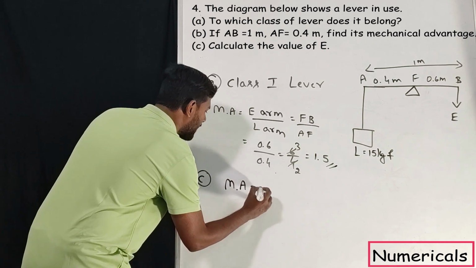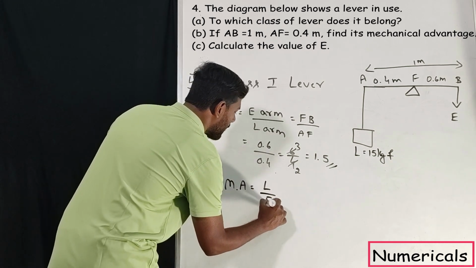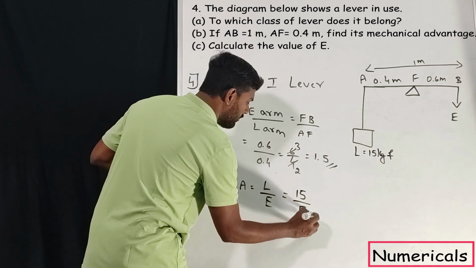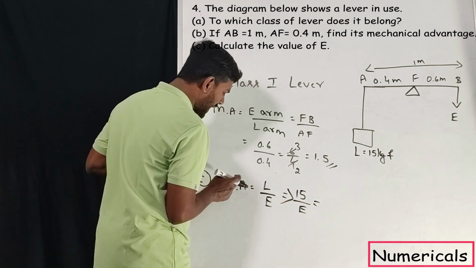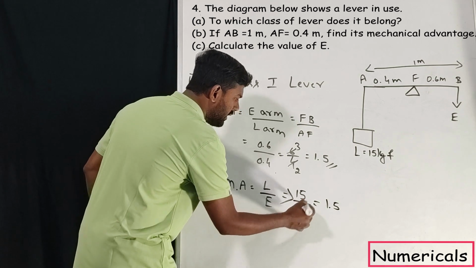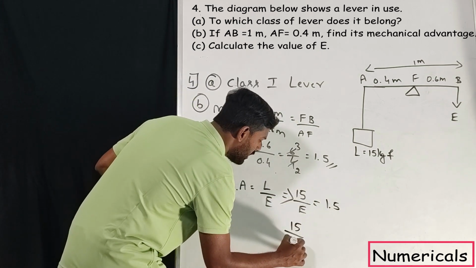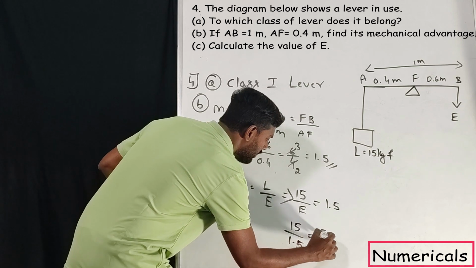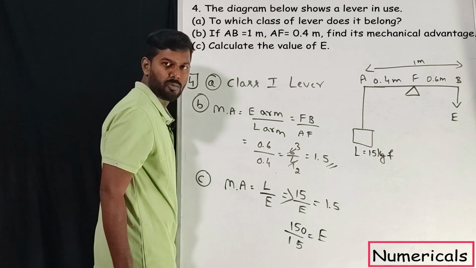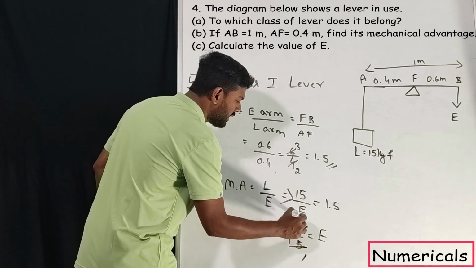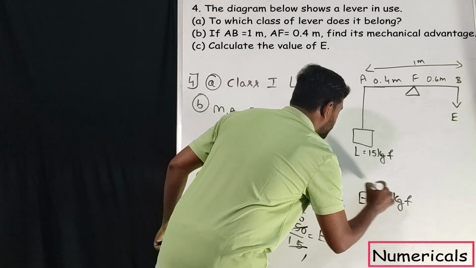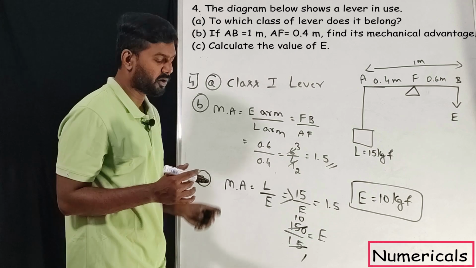What is the one more formula for mechanical advantage? Load by effort, correct? Load is 15 kgf. We don't know effort, but the mechanical advantage value we found, that is 1.5, correct? So if you want effort, divide it. So 15 divided by 1.5 will be equal to, see, to remove the decimal point, I'll put 10 here. 15 ones are 15, 10 tens are 10. So effort will be 10 kgf.